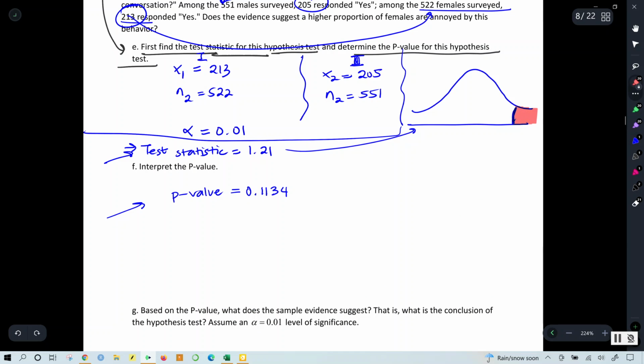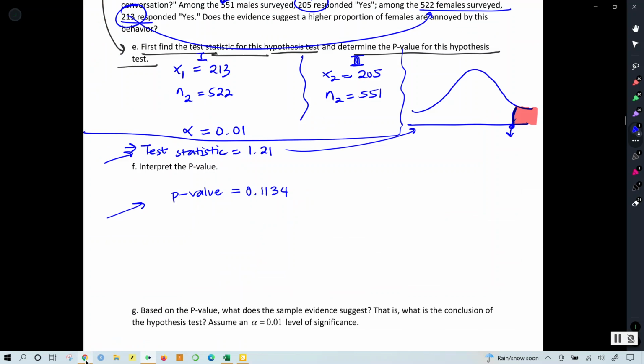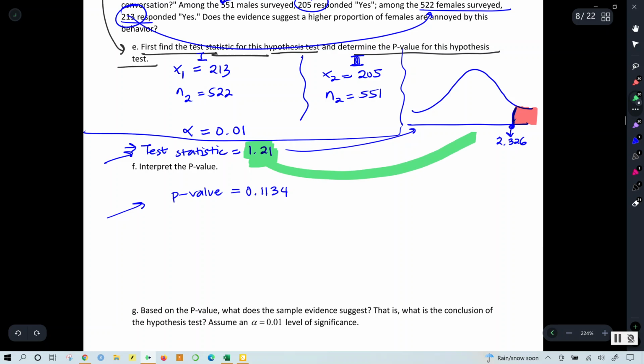That is where your rejection region is. And the value that cuts it off is provided, or has been provided, as a critical value. This is 2.326. So I'm going to put that here, 2.326, which immediately tells me something. My test statistic is 1.21. This is definitely lesser than 2.326, so it does not fall in the rejection region, which means I am not going to reject the null hypothesis.